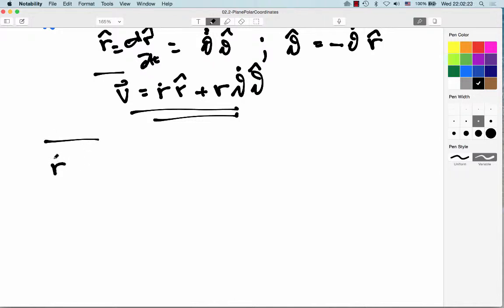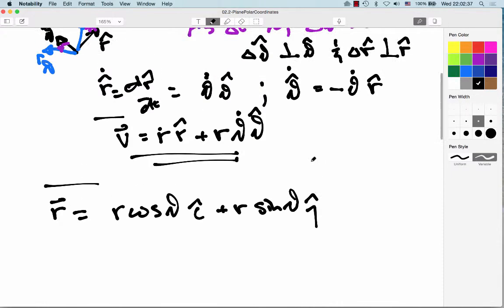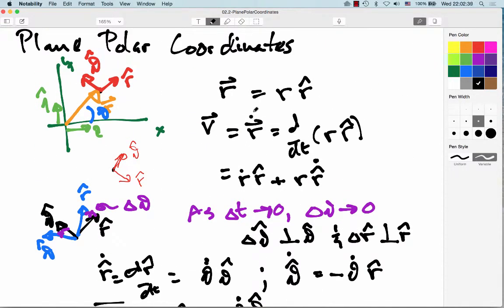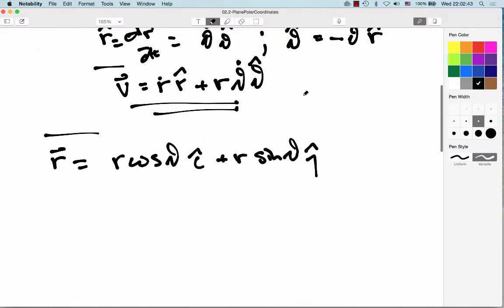So in this example here, we'd say that r, we can write that in Cartesian coordinates as r cosine theta i hat plus r sine theta j hat. Now you see that's more complicated than just writing r hat, but i hat and j hat don't move on you, so pick which one you like.